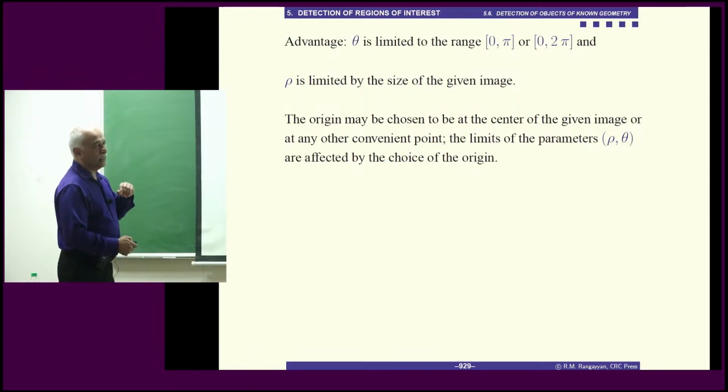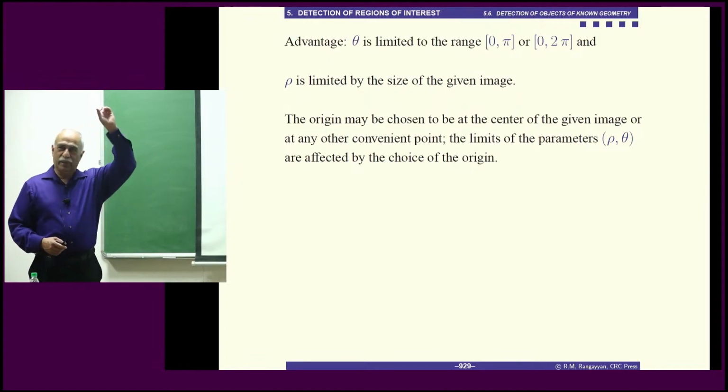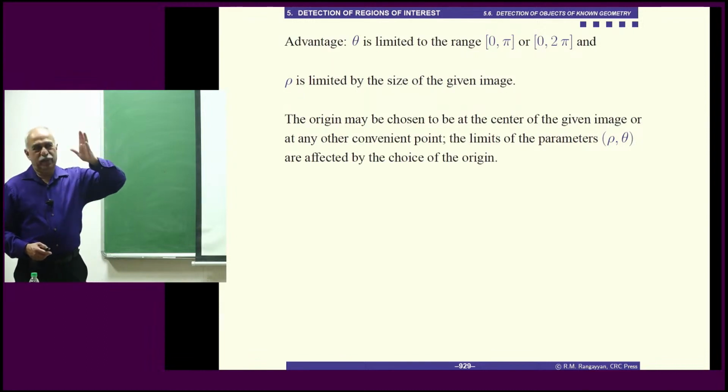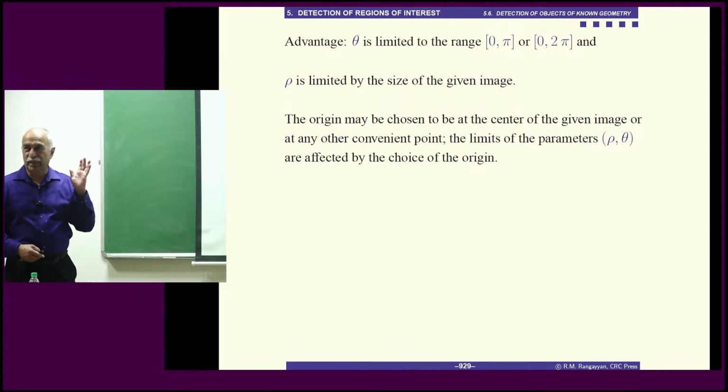The origin is another thing. Where is the origin in your image? Do you want it in the middle of the image, or do you want the top left corner? Depending on that, the formulation will change a bit and the limits will change.